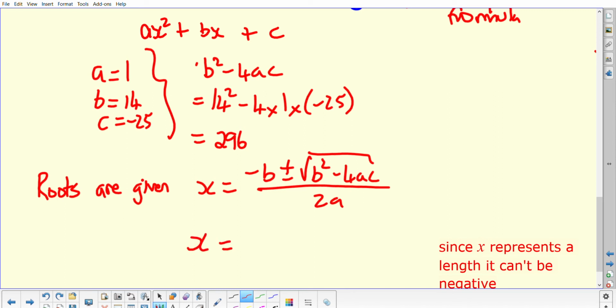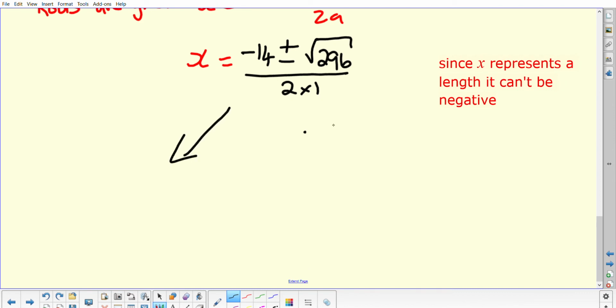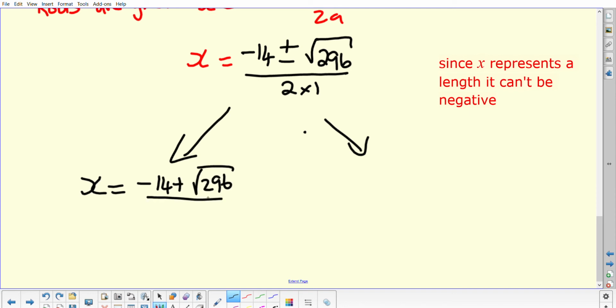When you write down your working, the b value is 14, so it's going to be negative 14 plus or minus the square root. You don't need to write all that calculation, you just need to write the 296 all over 2 times your a value, which is 1. Now remember that that splits up into two solutions, so you get x equals negative 14 plus square root of 296 all over 2. You get x equals negative 14 minus square root of 296 all over 2.